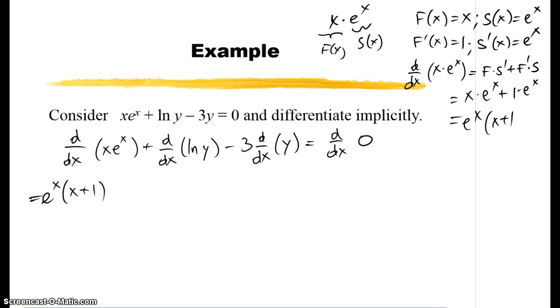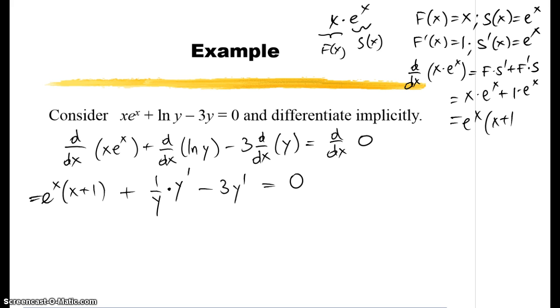Then we have the derivative of ln of y. Well, the derivative of ln of y is going to be 1 over y times y prime by the chain rule. That's what's involved here. Because y is a function of x, I have to apply the chain rule. Finally, the derivative of y is just going to be y prime. The derivative of 0 is 0.